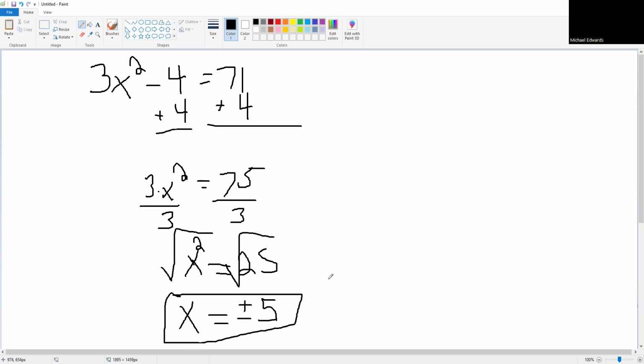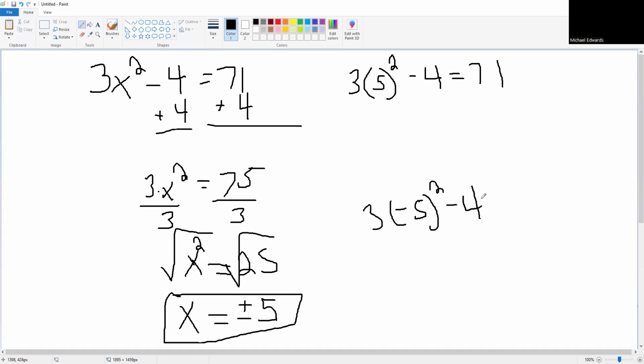But they do want you to check your answers. But you have to check your answers on +5 and -5. So you would have to do it like 3 times +5 squared minus 4 equals 71. And then you'd have to do 3 times -5 squared minus 4 equals 71. And I mean, we could do these if you want to.